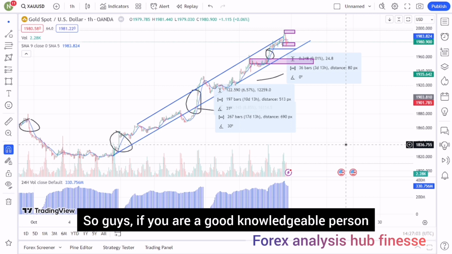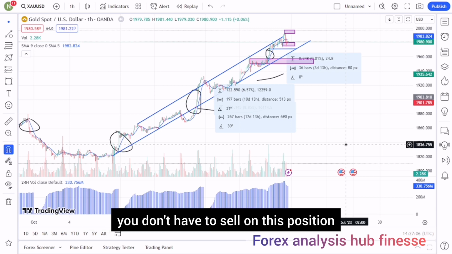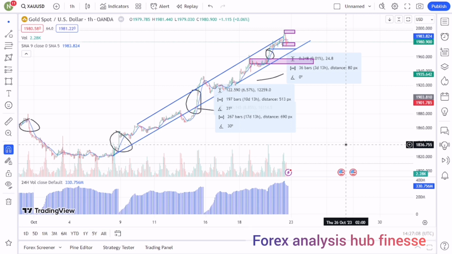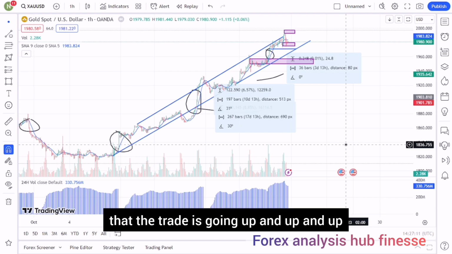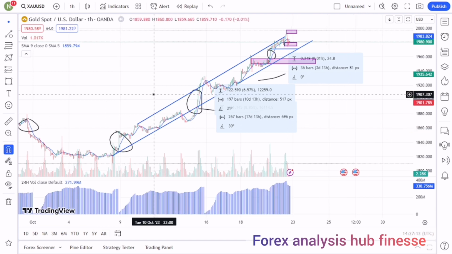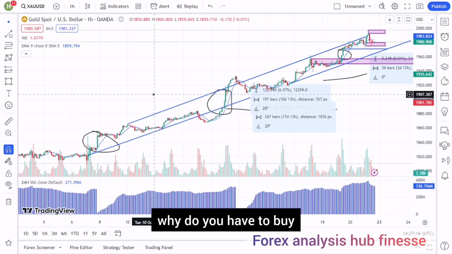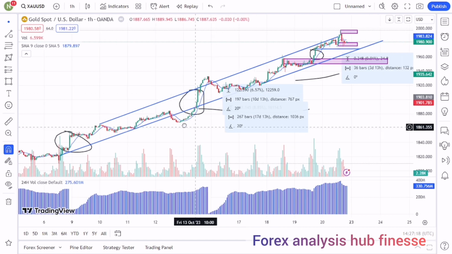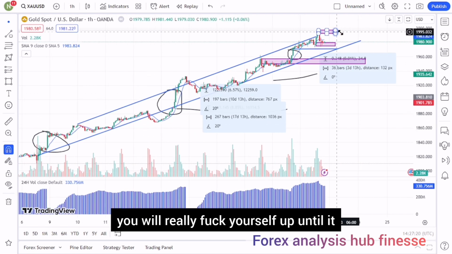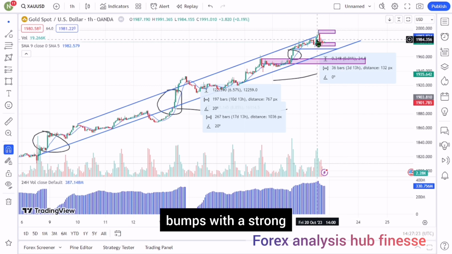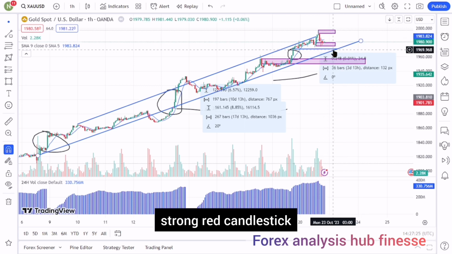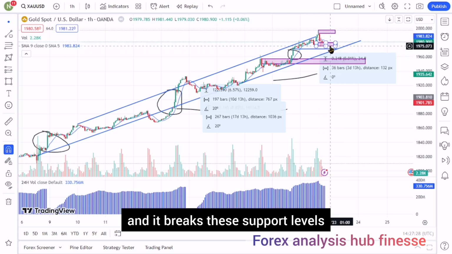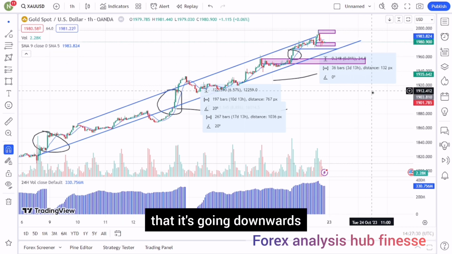So guys, if you are a knowledgeable person, you don't have to sell in this position, because the trend line is really showing you that the trend is going up and up and up. If the trend is going up, why do you have to sell? If you sell here, you will really mess yourself up, until it confirms with a strong red candlestick, and it breaks these support levels, and it confirms that it's going downward.